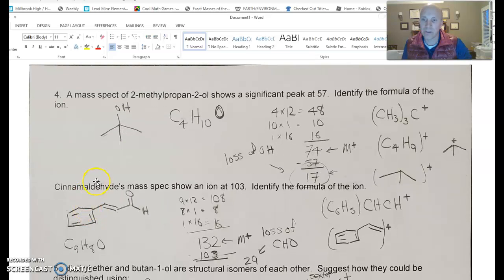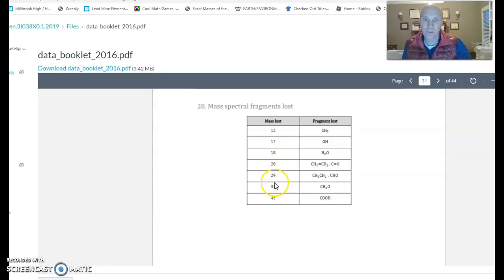Similar type of problem. Cinnamaldehyde has a mass spec. In the mass spec, we've got an ion at 103. So again, you're going to do the same thing. You're going to calculate what the molecular weight of this is. That's 132. But we've got this as an ion, so let's see what we lost. We lost something which has a mass of 29. For losing 29, it could be either of these two things right here.